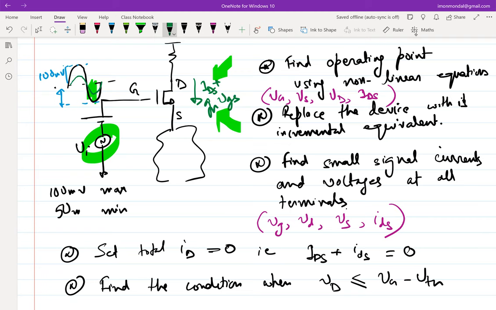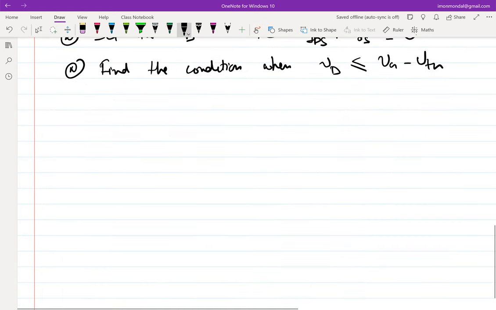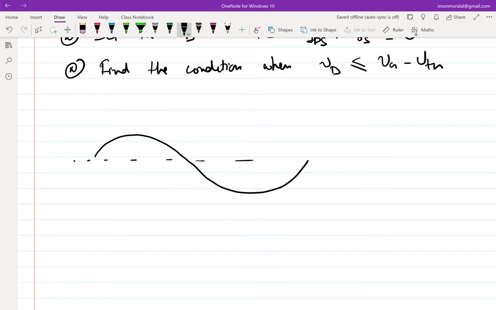Decreasing, right? Correct, right? So let's say your input is going like this. Let's say this is Vi, so this is Vp sine omega t. Okay. So this is Vi.